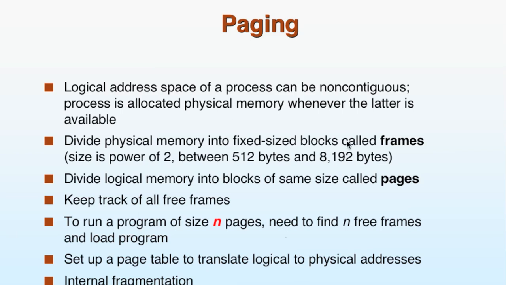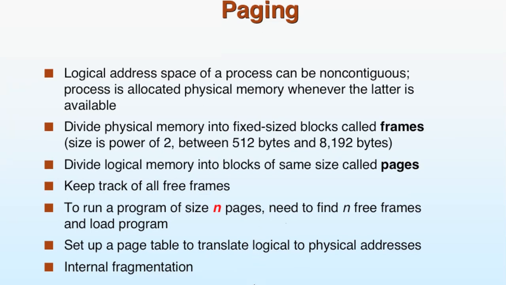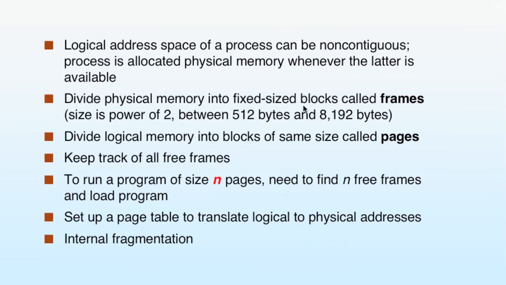So the logical address space of the process can be non-contiguous in paging, and the process is allocated physical memory whenever it is available. So we divide the physical memory into fixed-size blocks and we call them frames. And it might be a power of 2, let's say between 512 bytes and 8,192 bytes or something. The frame size is dependent upon your usage of the frames. So the operating system is deciding how big these frames are.